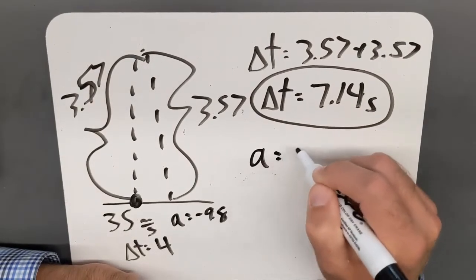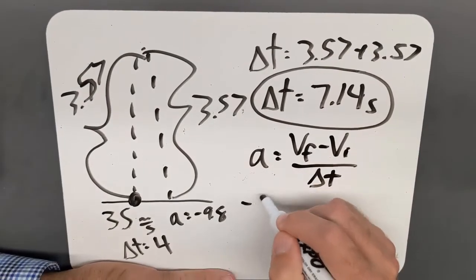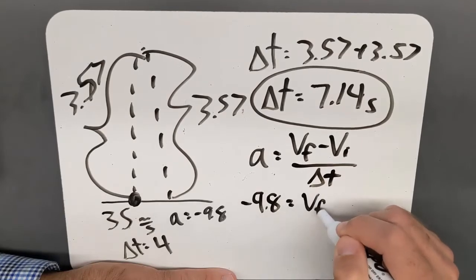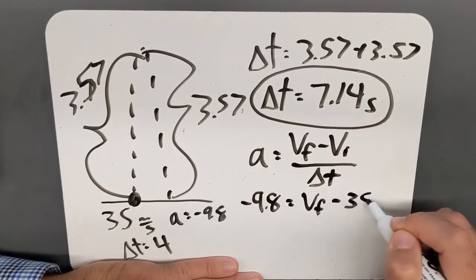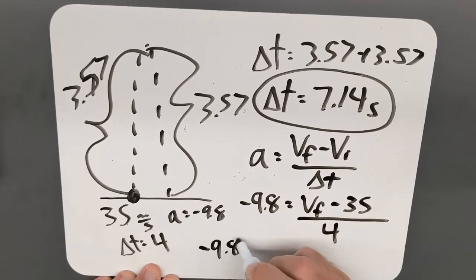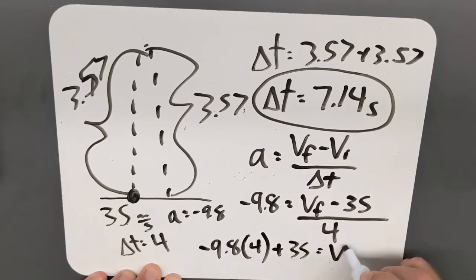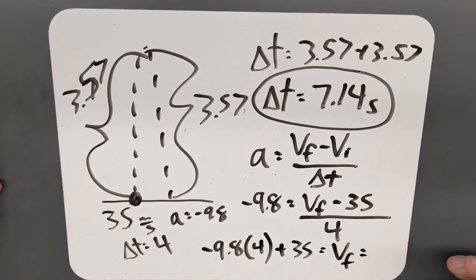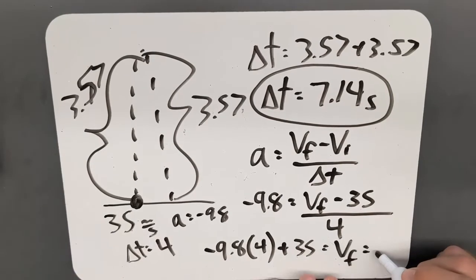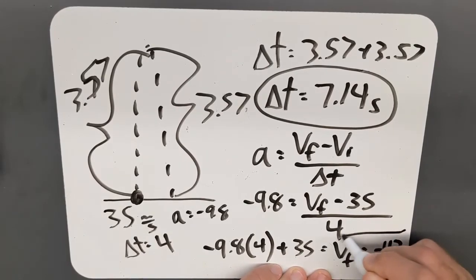So we just have a equals V final minus V initial over delta T. Negative 9.8 equals V final, that's what we're looking for, it starts at 35, not 0, and we have 4. So we have negative 9.8 times 4 plus 35 due to algebra gives me a V final. Now I go to my calculator, negative 9.8 times 4 plus 35 gives me negative 4.2 meters per second.